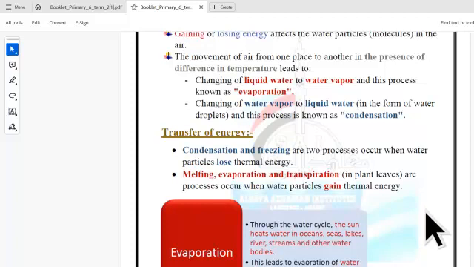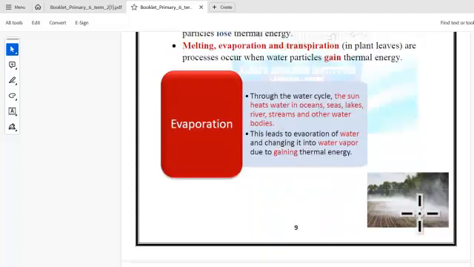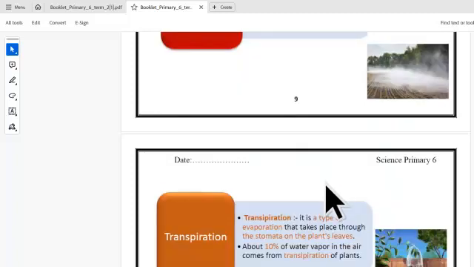Evaporation through the water cycle. The sun heats water in oceans, seas, lakes, rivers, streams, and other water bodies. This leads to evaporation of water and changing it into water vapor due to gaining thermal energy. Transpiration is a type of evaporation that takes place through the stomata on the plant's leaf. About 10% of water vapor in the air comes from transpiration of plants.